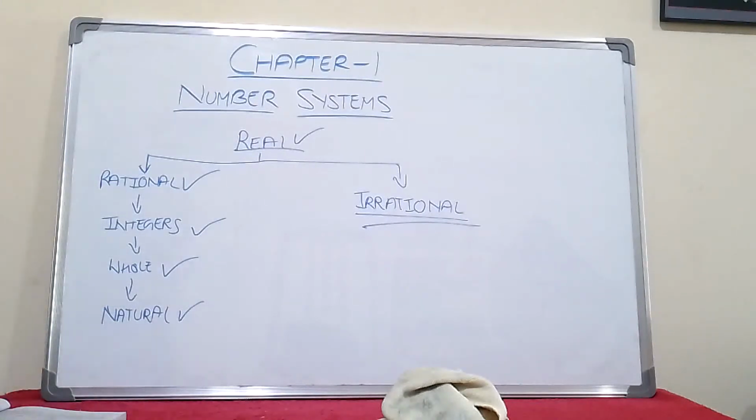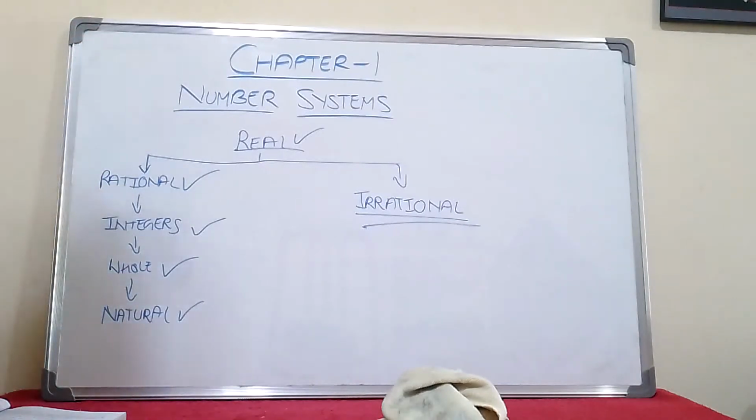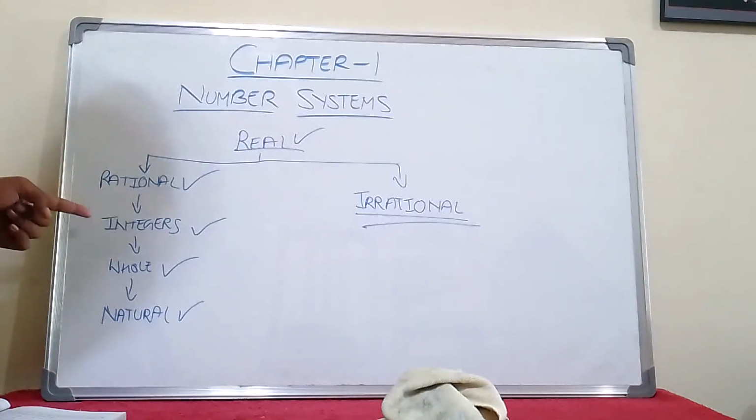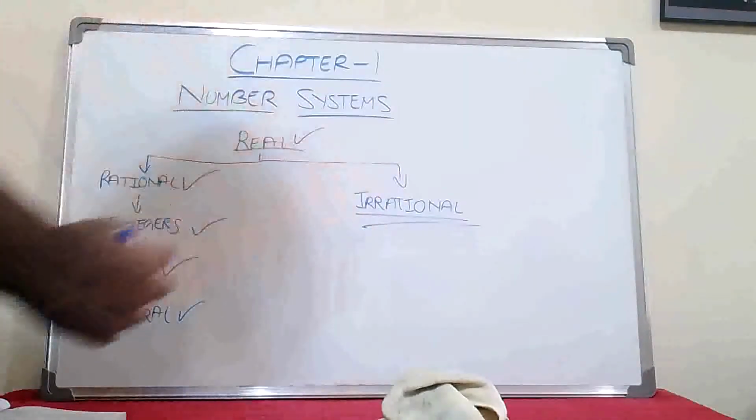So the first chapter in our grade 9 maths textbook is number systems. In the number systems we'll be learning what number systems are. Then we'll be learning real numbers. Under real numbers we'll be learning rational numbers, integers, whole numbers, natural numbers as a recap, and irrational numbers. So real numbers is a group of rational and irrational numbers.